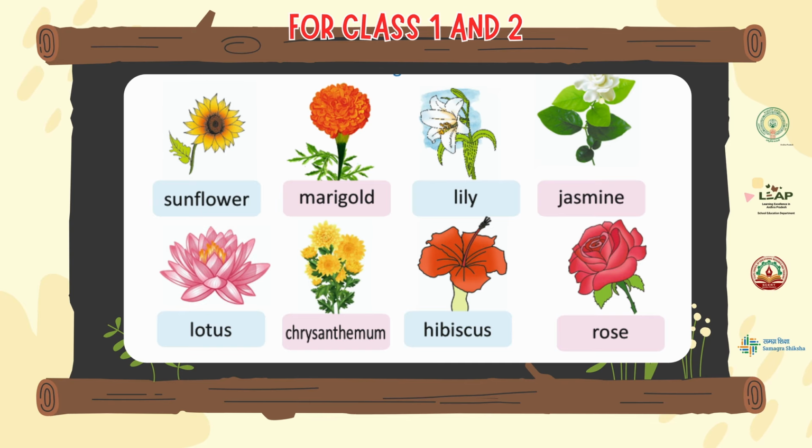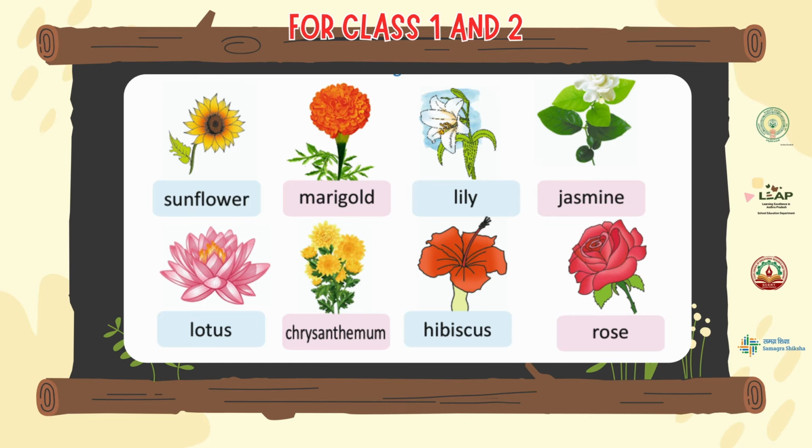Now, children, let's read the names of the flowers together. First one is sunflower. Once again, sunflower. Hibiscus. Marigold. Rose. Jasmine. Lily. Lotus.